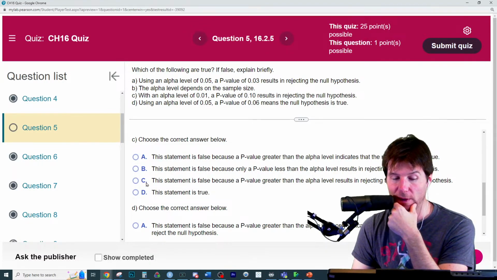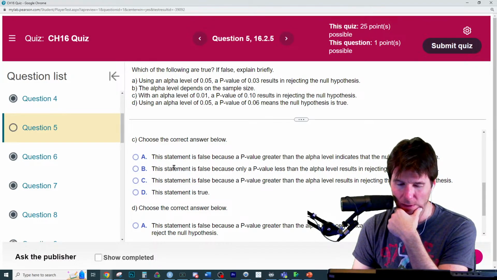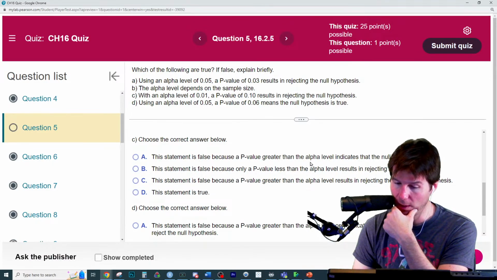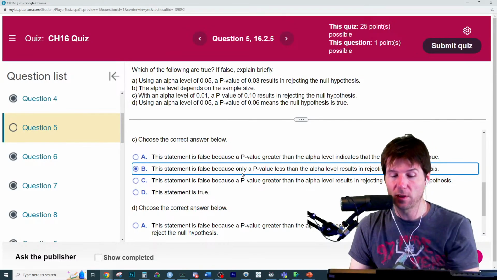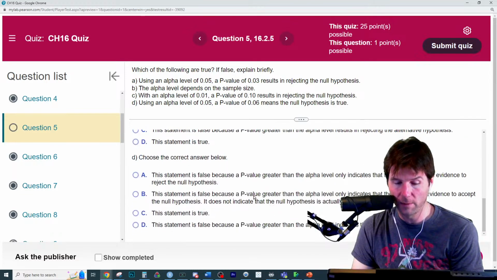With an alpha level of 0.01 and a p-value of 0.0-something, that results in rejecting the null? No, it's got to be a low p-value. The statement is false because a p-value greater than alpha results in no rejection. Only a p-value less than alpha results in rejecting the null.